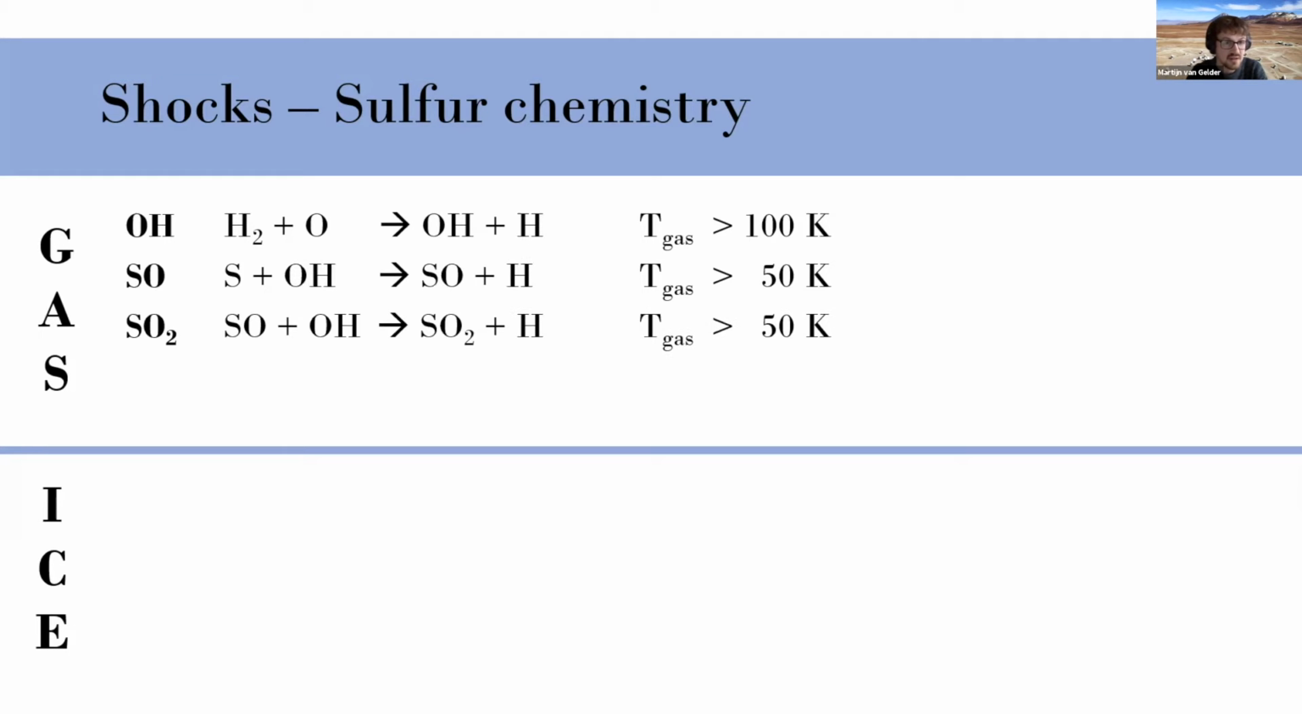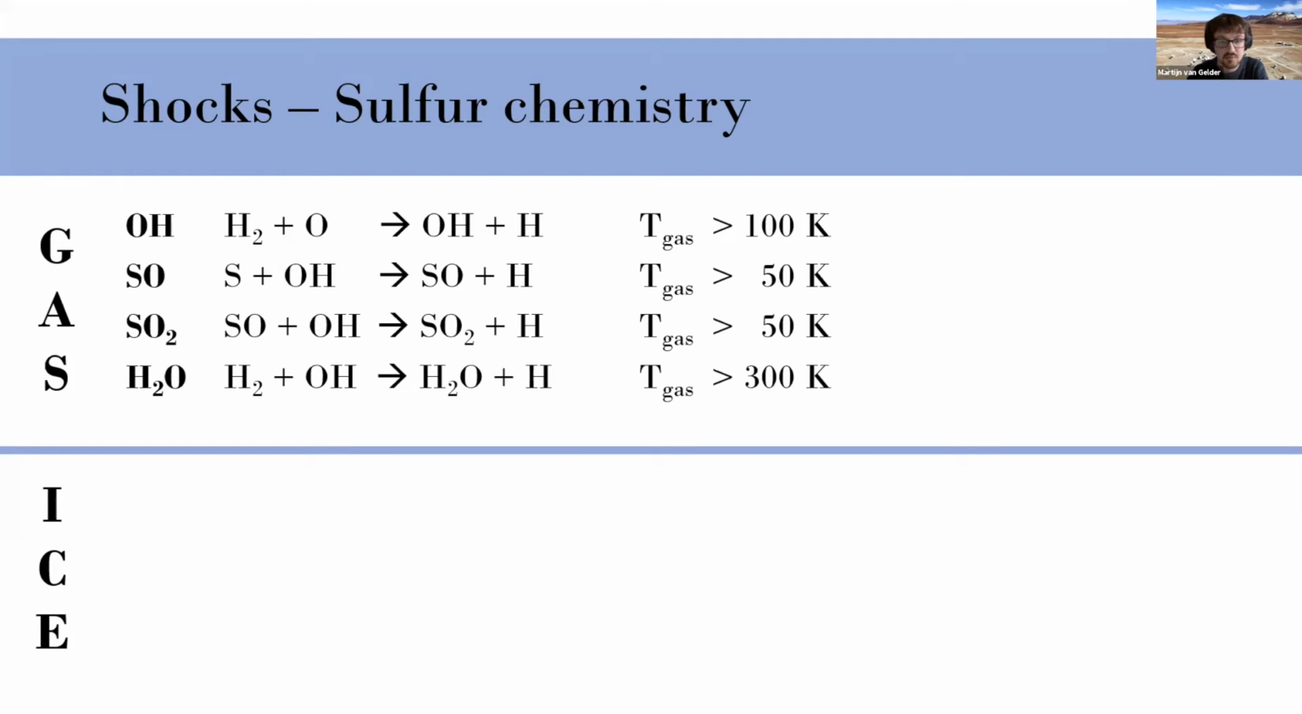And then if you have atomic sulfur in your gas, this can react with OH to form SO, and then subsequently react to SO2. So from this you would say, well, if your temperature is above about 100 Kelvin, you should have efficient gas phase formation of SO and SO2. But there's one big caveat here, and that's water.